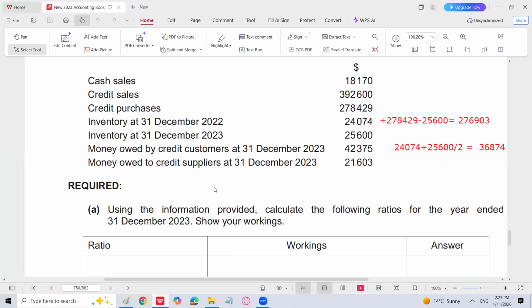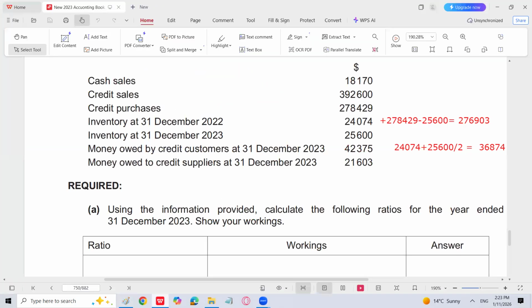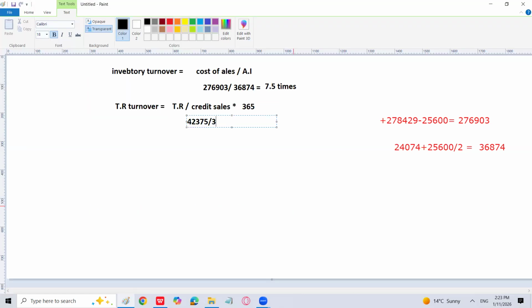Now, I will calculate trade receivables. They are given in the question. Money owed by credit customers 42,375. I will write here 42,375 divided by credit sales, that is going to be 392,600, into 365. What is going to be the answer for that?